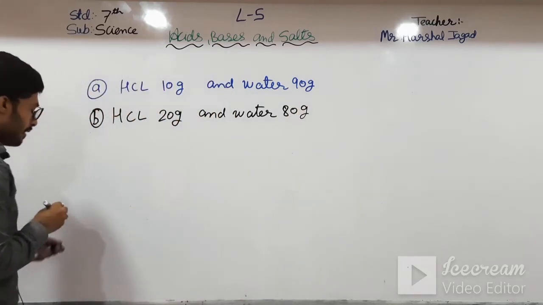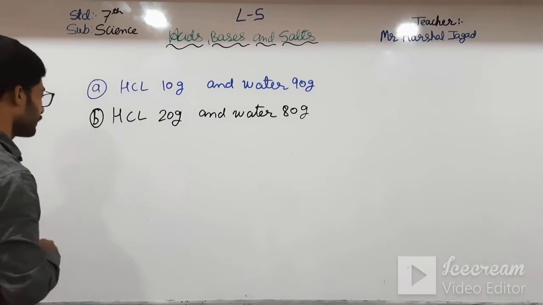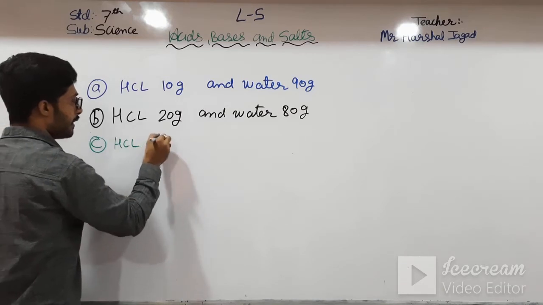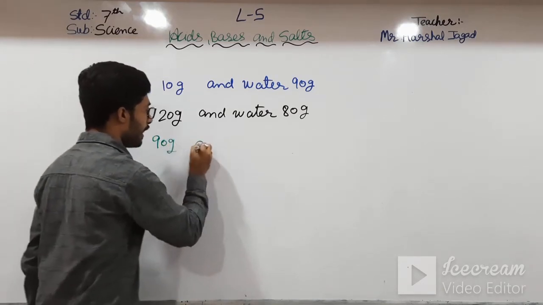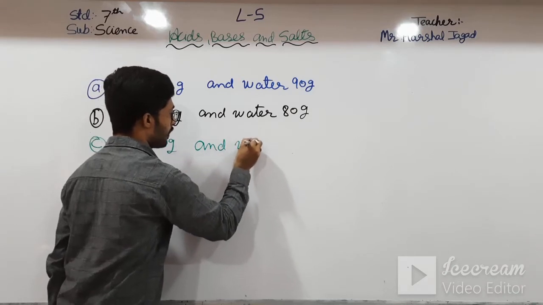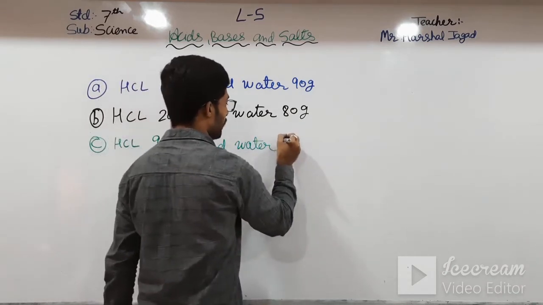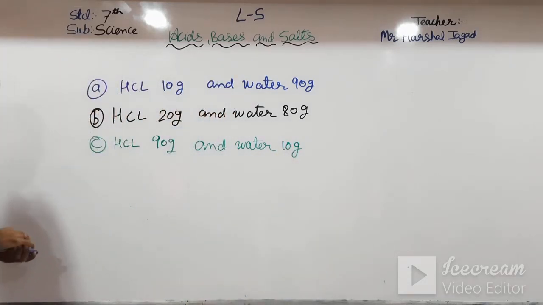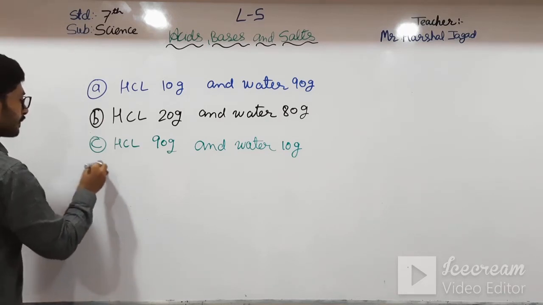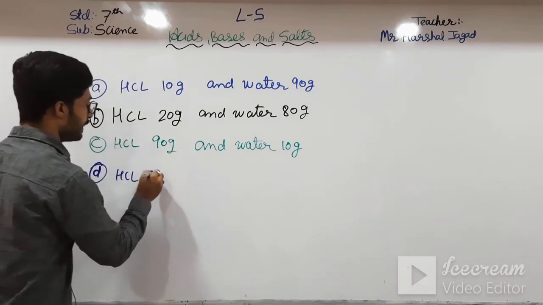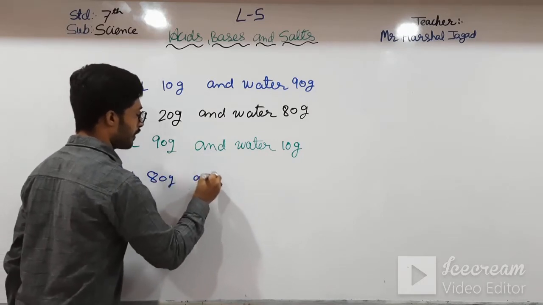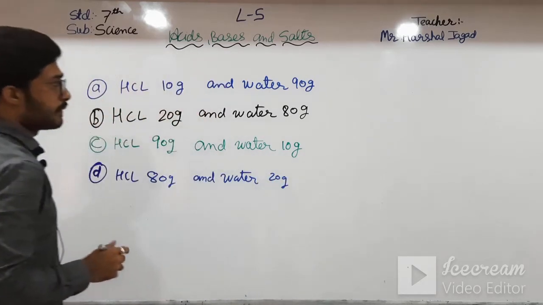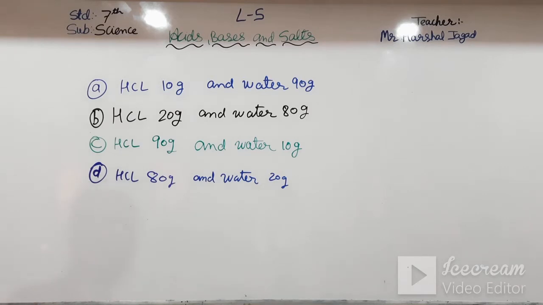And the another one, C: if we take HCl 90 gram and water 10 gram, and also if we take HCl 80 gram and water 20 gram. So first of all write the answers, then after I am writing.